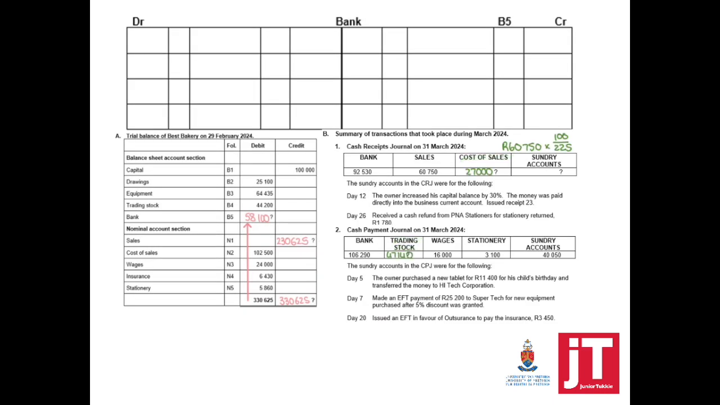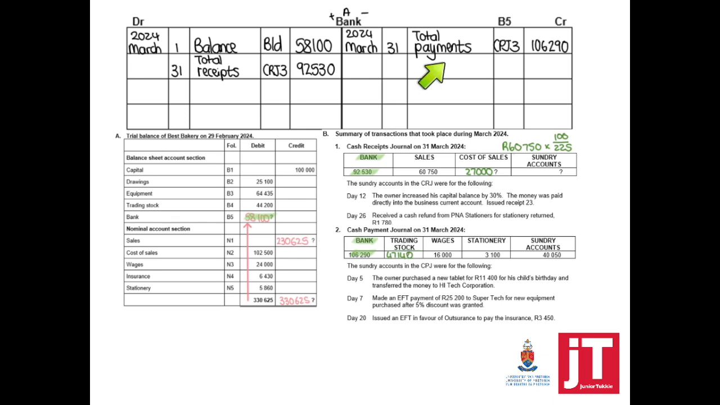Bank is regarded as either an asset or a liability. So if you go to the trial balance, bank appears on the debit side, which means that the balance brought down will appear on the debit side. It's regarded as a current asset. From the cash receipts journal, bank will always be debited. I can either have total receipts or sundry accounts, but you can't write both. From the cash payment journal, bank will always be credited. Again, it's either total payment or sundry accounts.